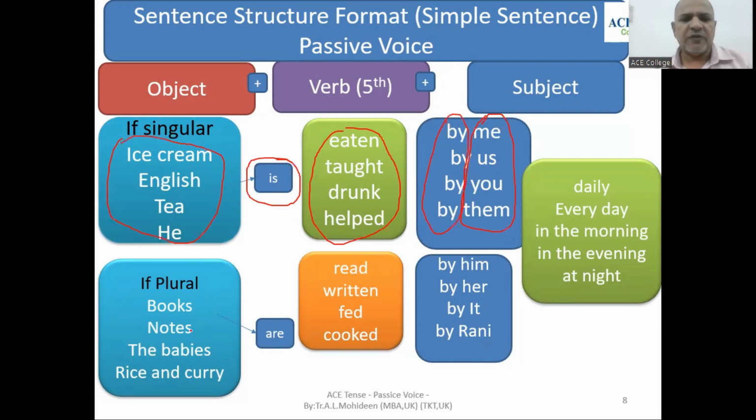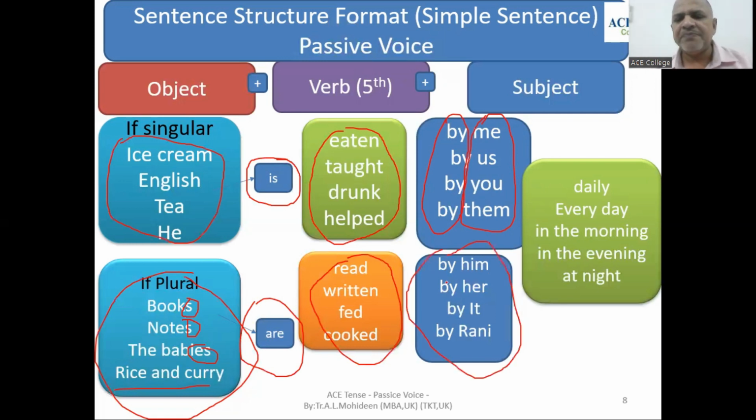Okay. What about the plural form? In plural form, you have S here. Can you look at this? S is here. So as S, books, notes, and also babies, and rice and curry. These are plural, rice and curry. So as it is plural, you have to make sure that are is added, and then fifth form, as usual. And then you change the subject he into him, by him, she by her, it by it, Rani by Rani. And then the complementary clause, no change.